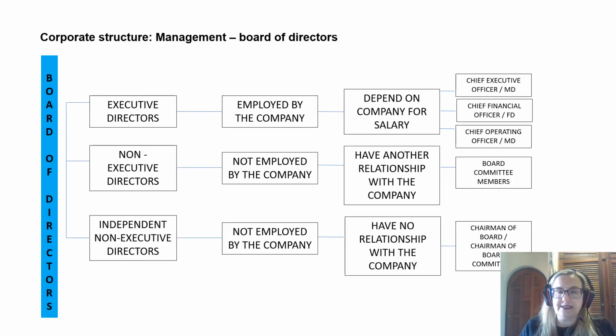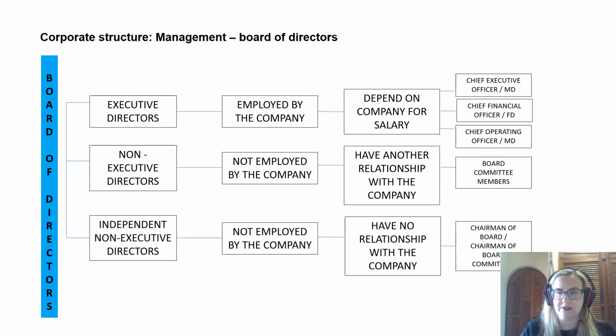Let's have a look at a typical corporate structure for a company board. As we go through the syllabus, we're going to talk a lot about executive directors, non-executive, and independent non-executive directors. So you're going to hear these words a lot. So let me explain up front what these concepts mean. If you have a board of directors on a company, they will be made up of 3 groups of people. Executive directors, these are the people who are employed by the company.